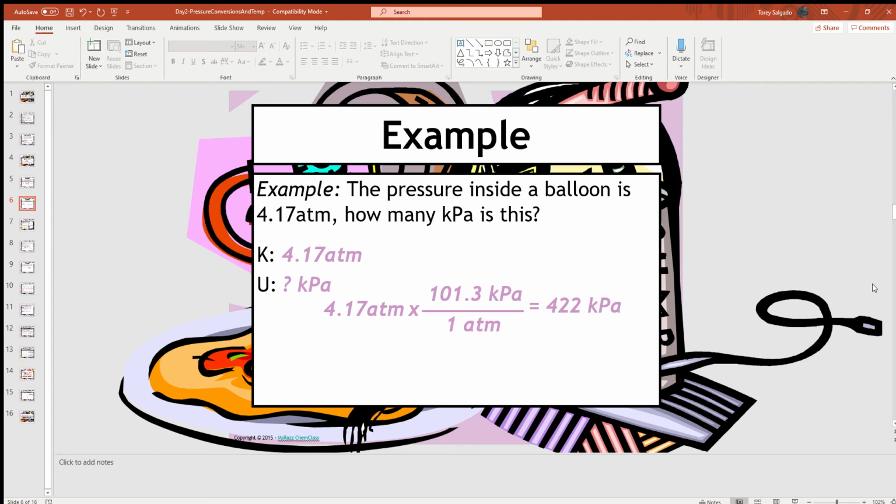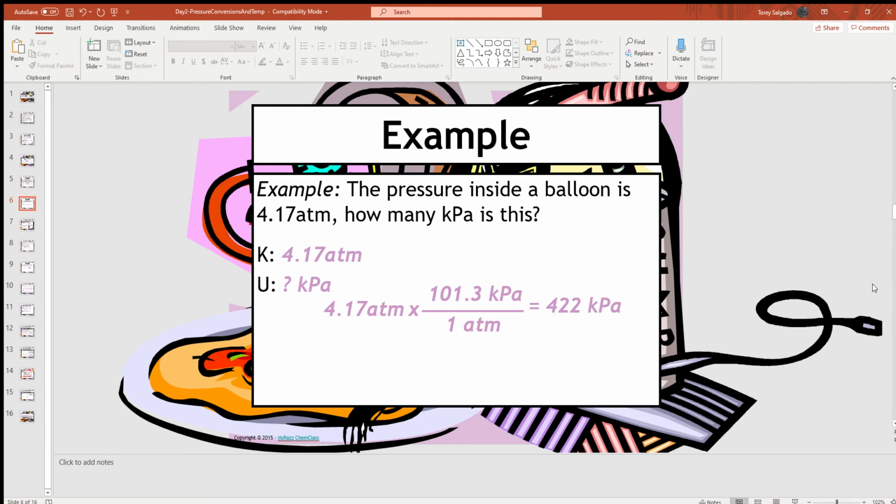So let's take a look at how this problem is broken down. The pressure inside a balloon is 4.17 atmospheres. How many kilopascals is this? We have our known and our unknown. Our known is 4.17 atmospheres. Our unknown is how many kilopascals. So what we're going to do is set up some boxes, or if you want to multiply like I have on the screen, that's just as fair.